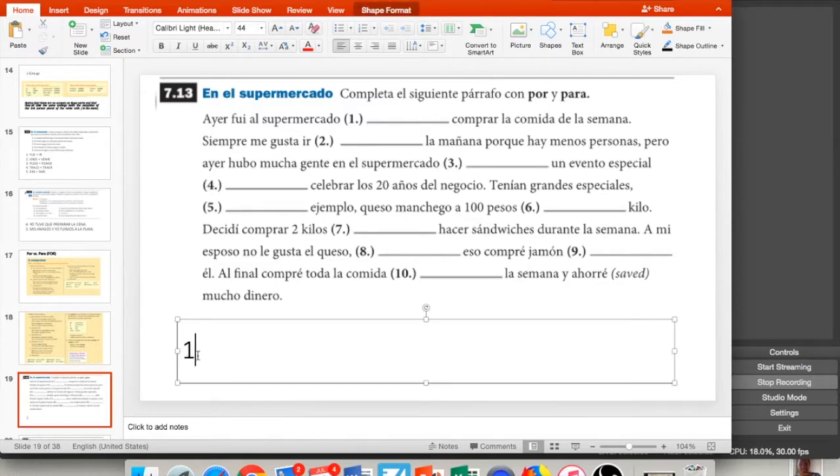Number one says, "Ayer fui al supermercado ___ comprar la comida de la semana." Yesterday I went to the supermarket to buy food for the week. To buy this week's food. So I went to the supermarket for buying this week's food.